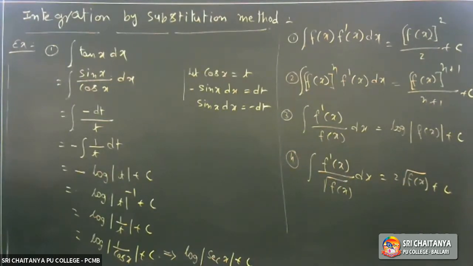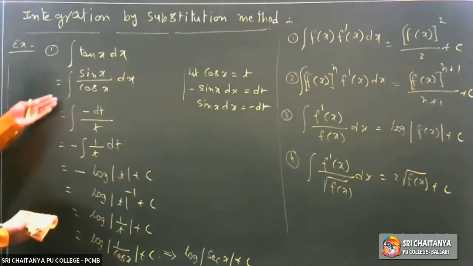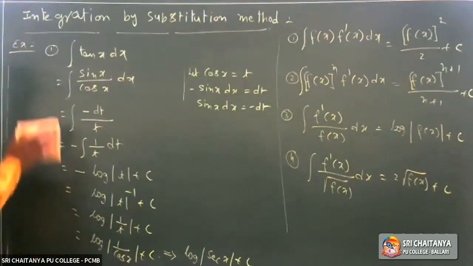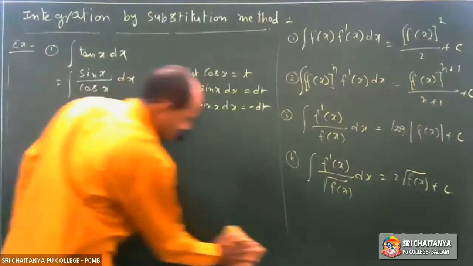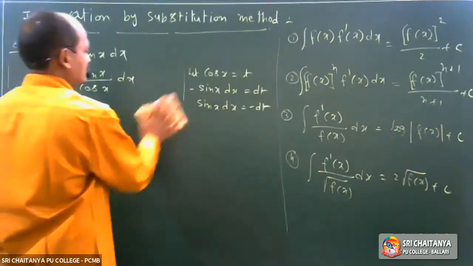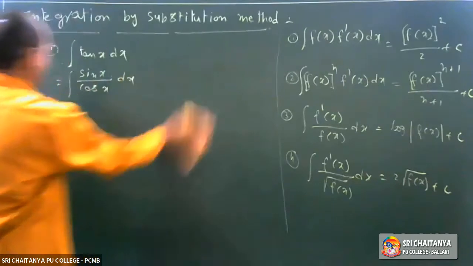Completed? Okay. Same problem. We can do another method also. No need for this total expansion. Okay, na? This is the second method. Same question, second method.